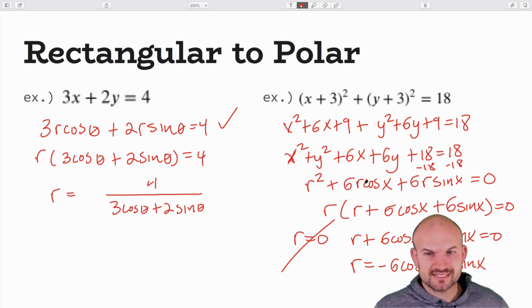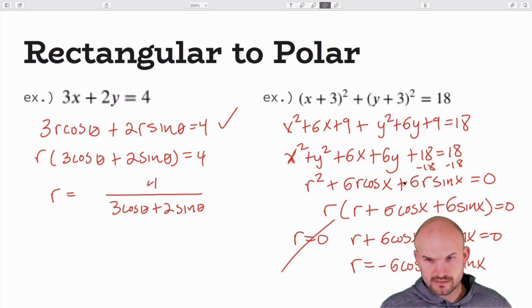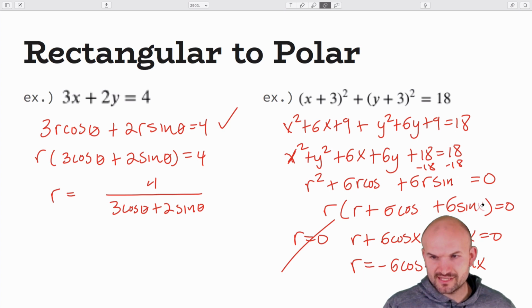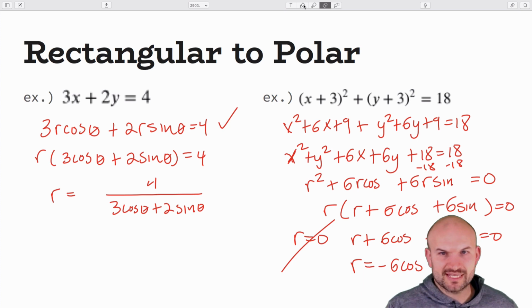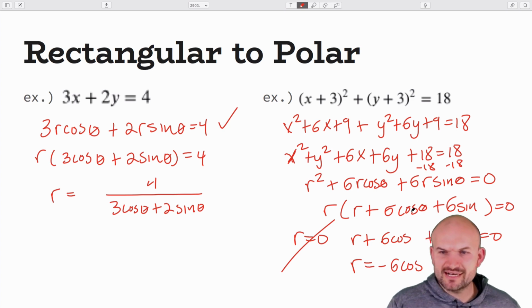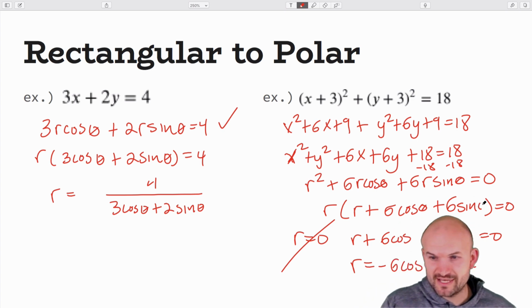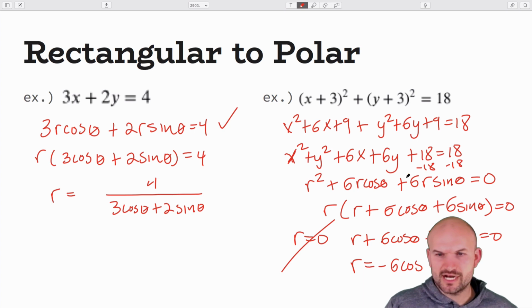I can rewrite this in terms of thetas. I don't want you to confuse all these thetas with the actual variable x, because they're not the same. Then I converted the 6x to 6r cosine of theta. Sorry, I converted the x to r cosine of theta and the y to r sine of theta.